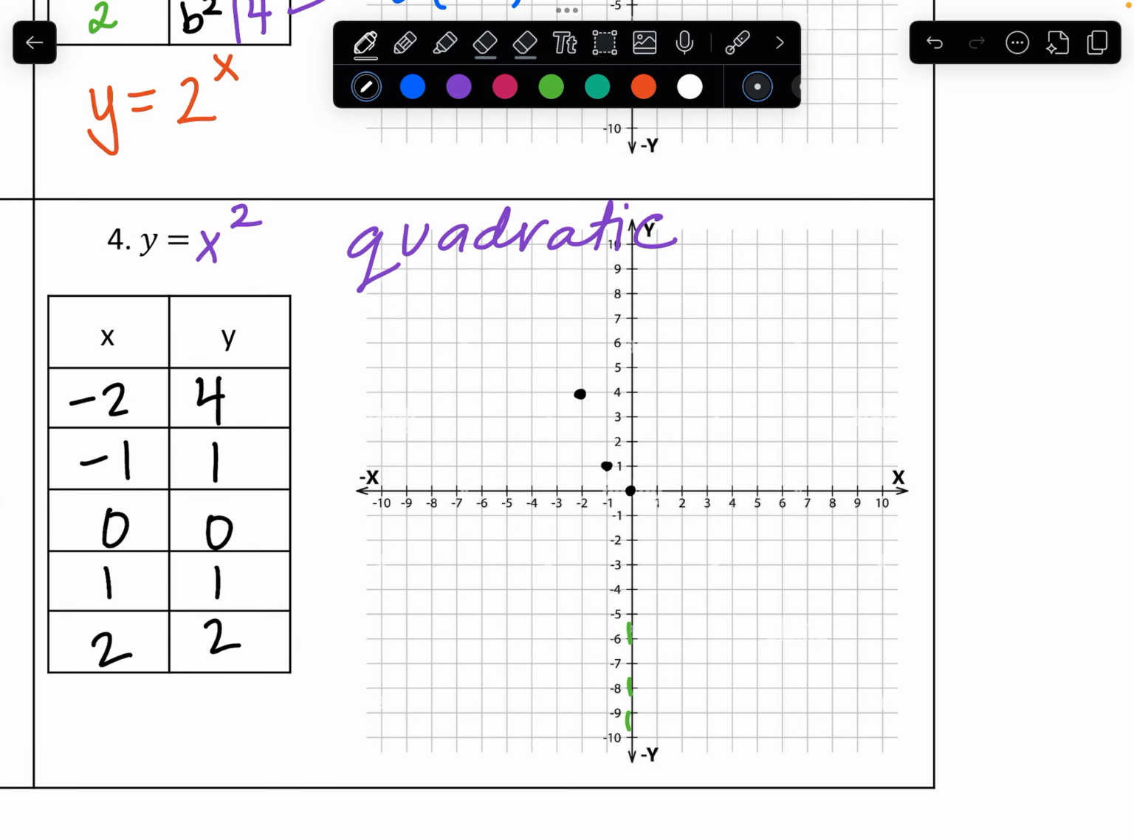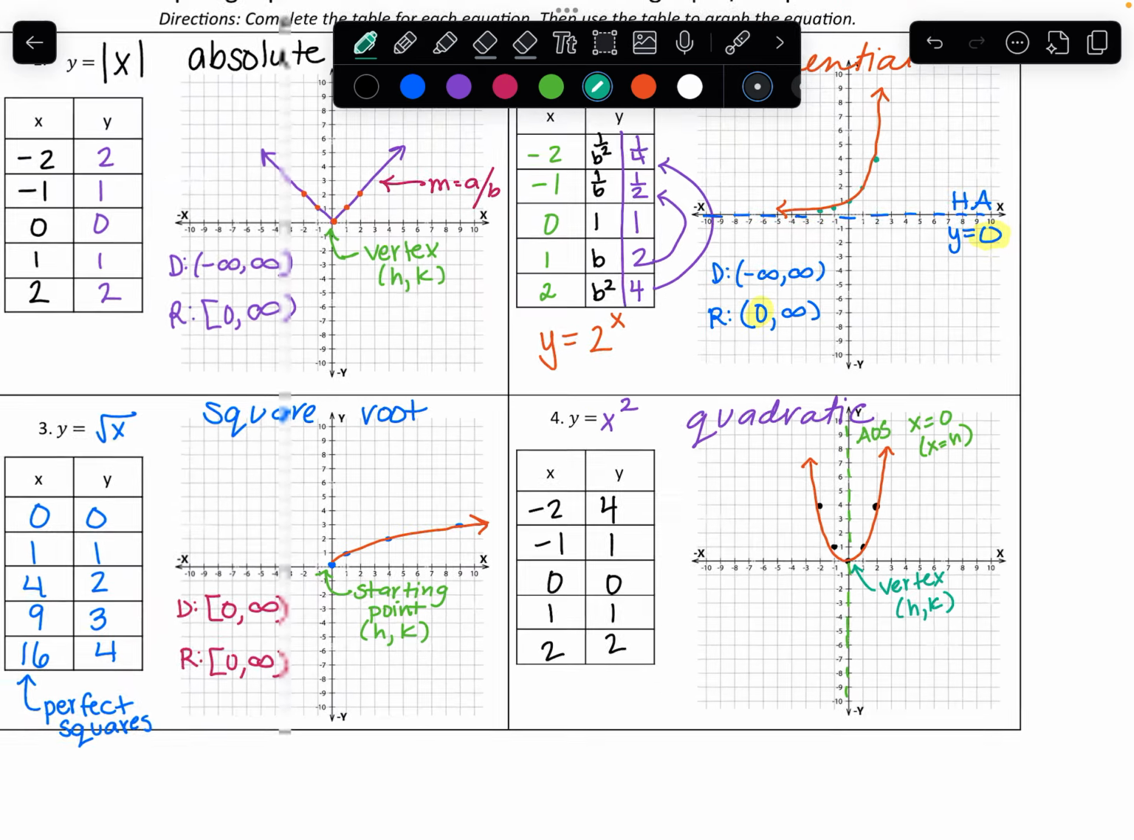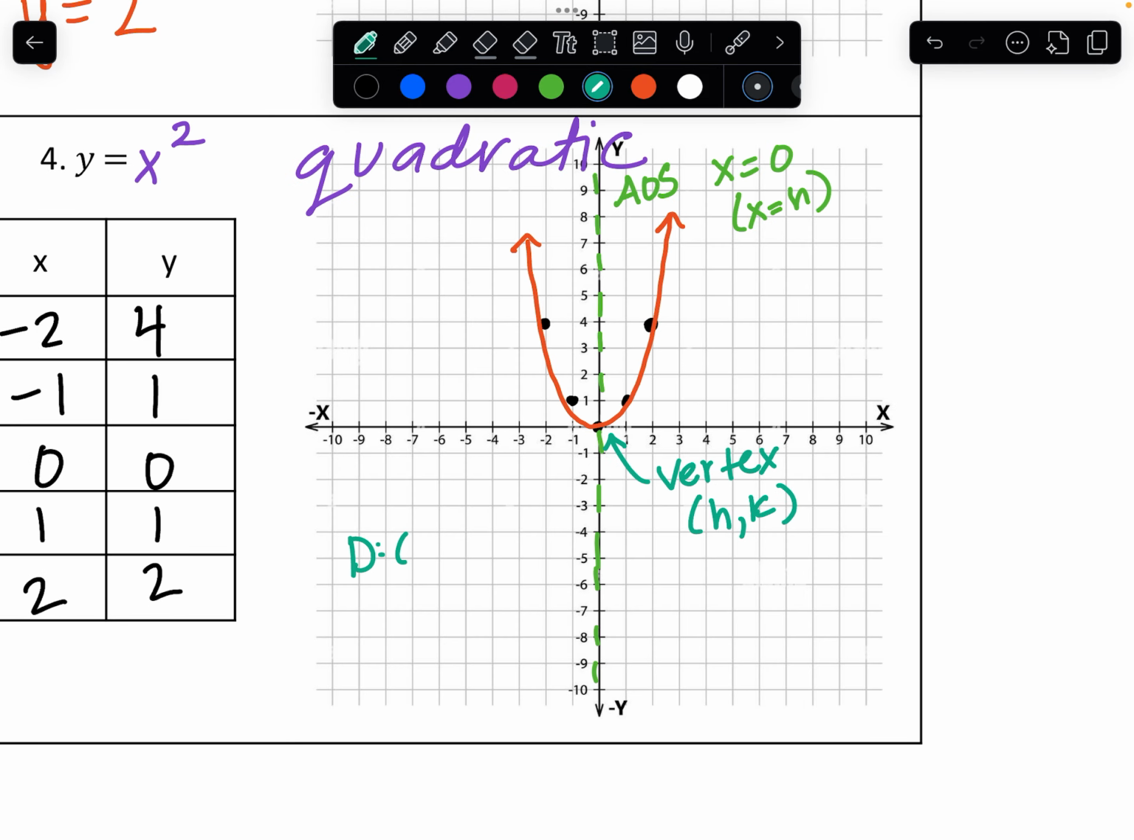here's our parent function. And so when we connect it, we want to make it that U shape with arrows on both sides. And then we're going to have our axis of symmetry go through it. And that's going to be, in this case, x equals 0, but it's going to be x equals h. We then have our vertex, which is h comma k. Oh, I guess I didn't write this. And our domain, negative infinity to infinity, and our range is bracket 0 to infinity.